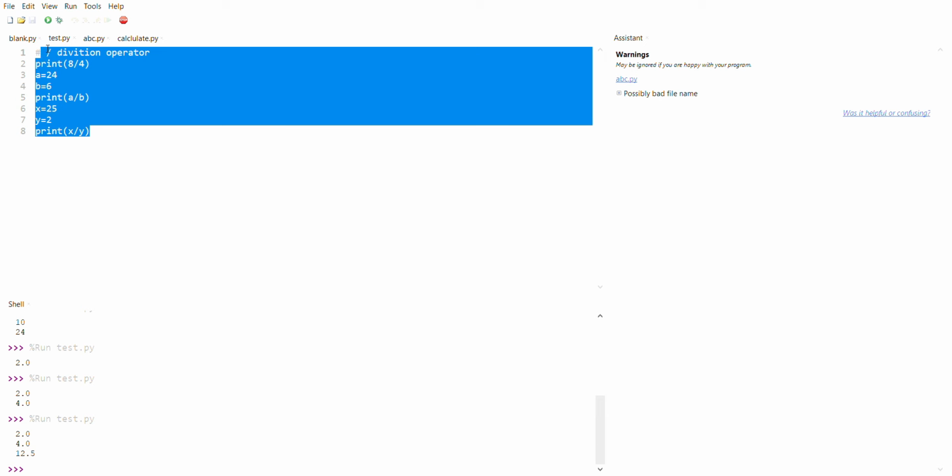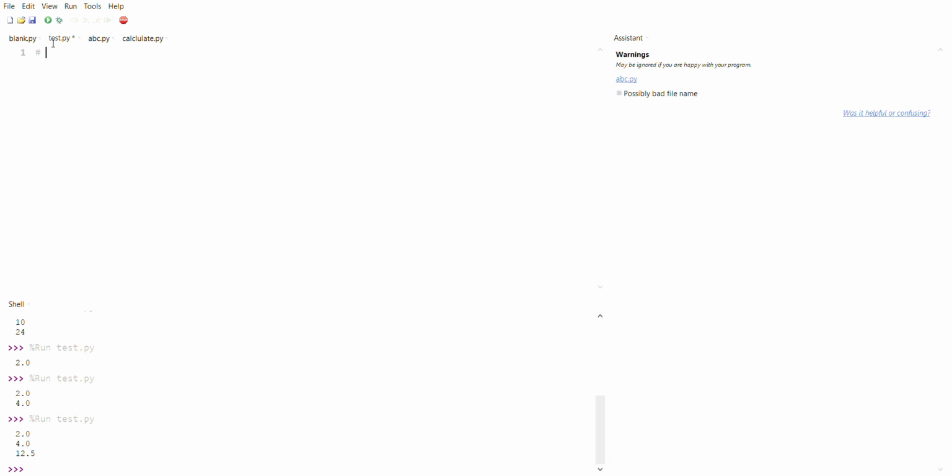Now let's move to another operator. The next operator we are going to use is modulus.